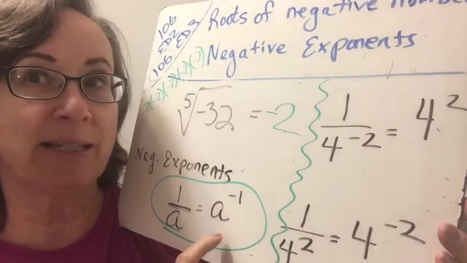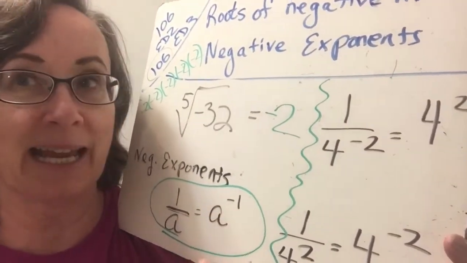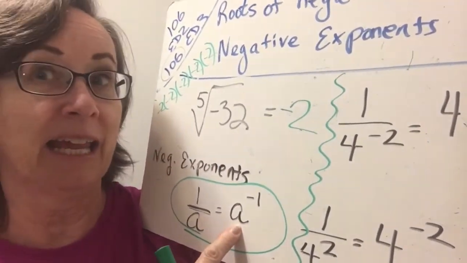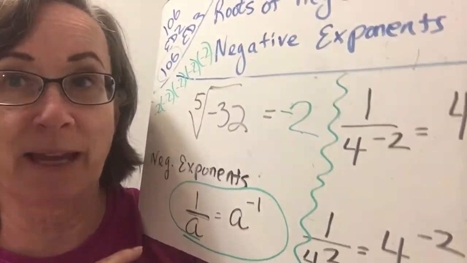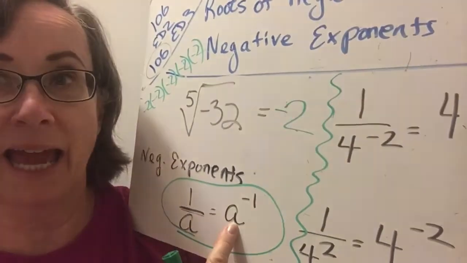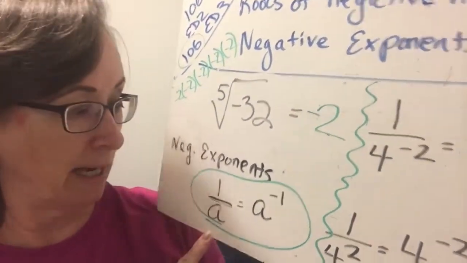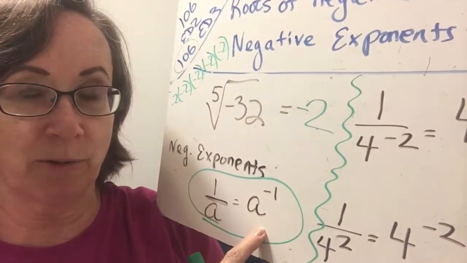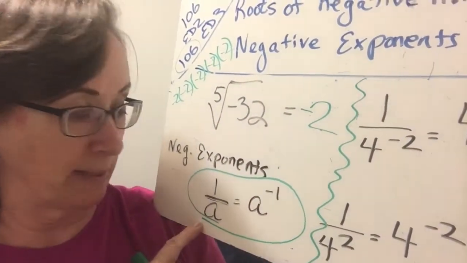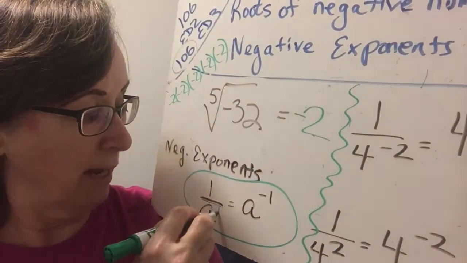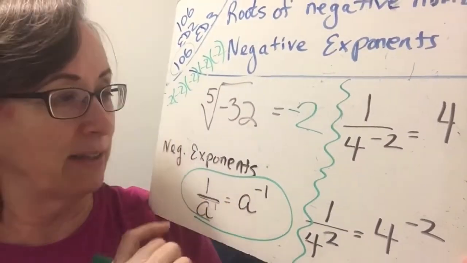So every time you see something raised to a negative 1 power, think of the fact that this a has got to make a little trip. It's going to have to go downstairs into the denominator because right now it's in the numerator and it's got to take a trip downstairs. 1 over a to the 1 is the same thing as a to the negative 1.